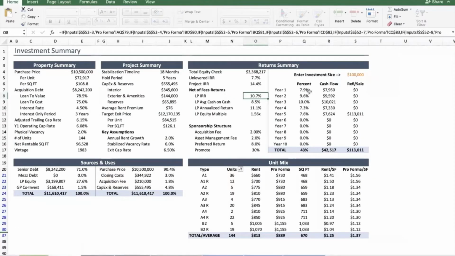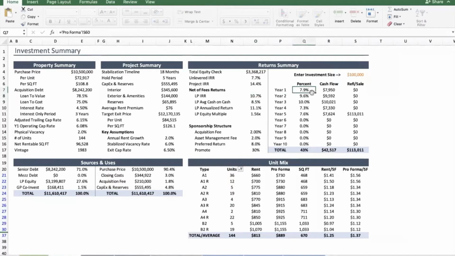So let's jump back to the LP summary. You can see we're at 7.9, great for year 1. That's terrific. If you can find a deal with 8% going in, that's wonderful. And we get all the way up to 10, but then we begin to amortize, and now we're down to 7.3. So I think that's something really important to notice.